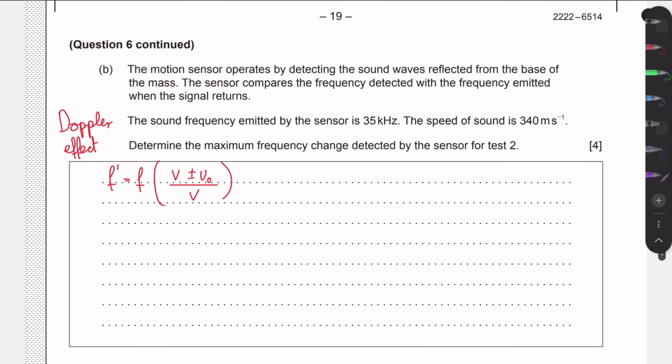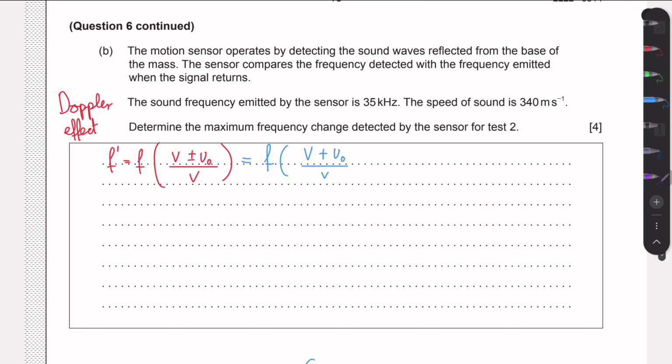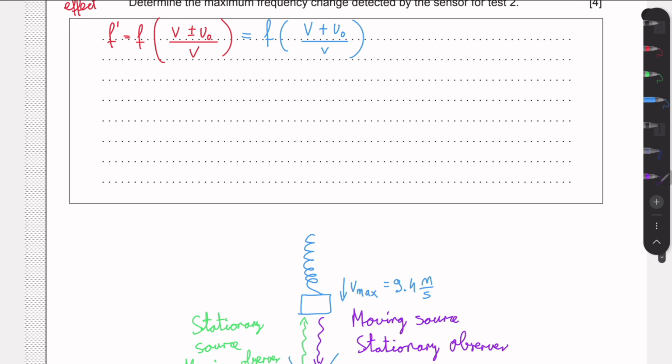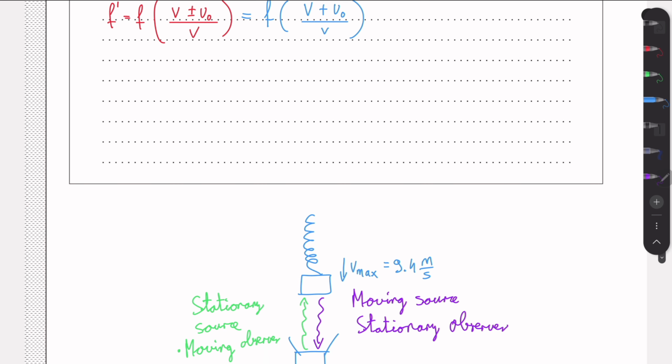The way for this f prime to increase is if we multiply f by a number that is larger than 1. The only way it can be larger than 1 is if we use the plus sign, and if we use the minus sign, then the top would be smaller. So we know that we will have to use the formula f times (v plus u0) over v. Then we can also take into account the purple situation, where we have a moving source.